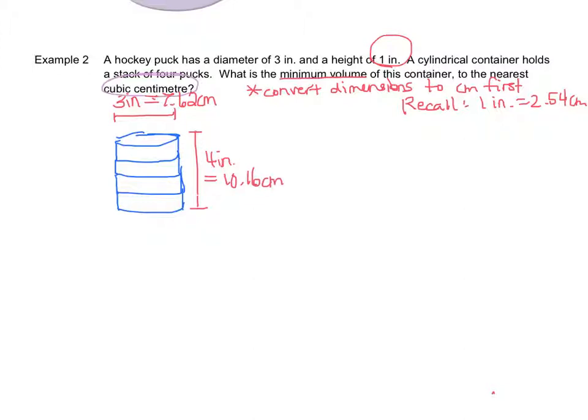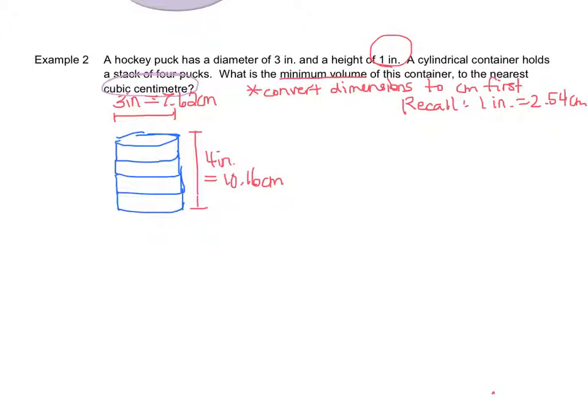If you convert those dimensions to centimeters first, then when you find the volume, your answer will be in cubic centimeters already. An alternative would be to find the volume in cubic inches and then convert it at the end. That's just a little bit trickier. So I think that this is an easier solution.